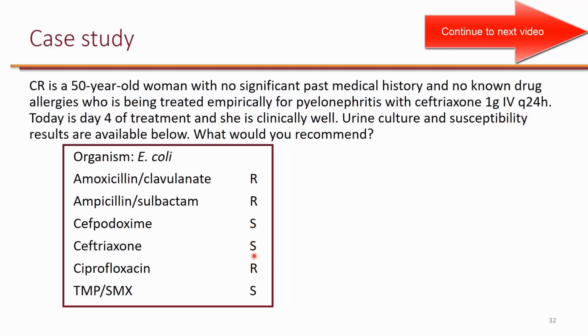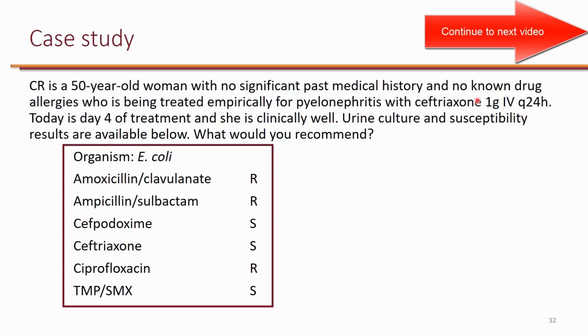From the things that are susceptible, trimsulfa is available PO, and so is cefpodoxime. Cefpodoxime is a third generation cephalosporin that's available as PO, so you have two options left. Between the two, the correct answer would be Bactrim, because PO beta-lactams don't get enough concentration in the urine. So if you do have options, PO beta-lactams should be your last option.